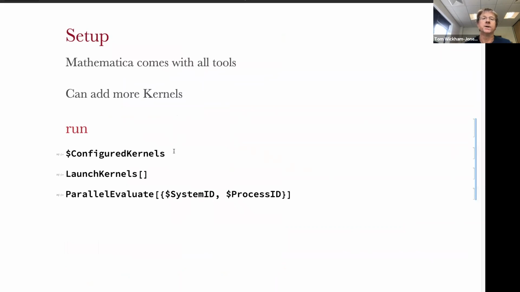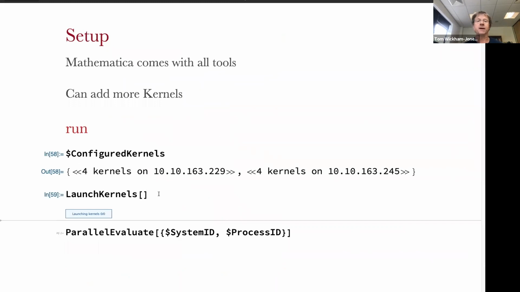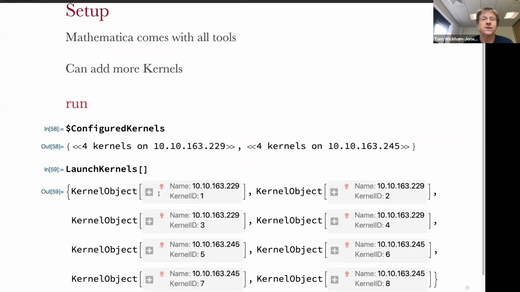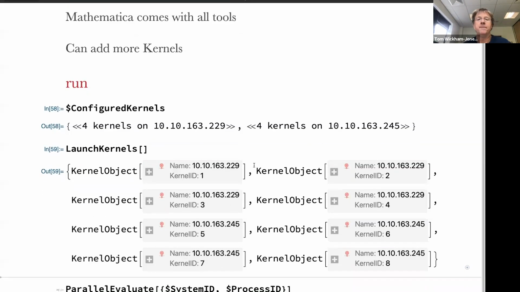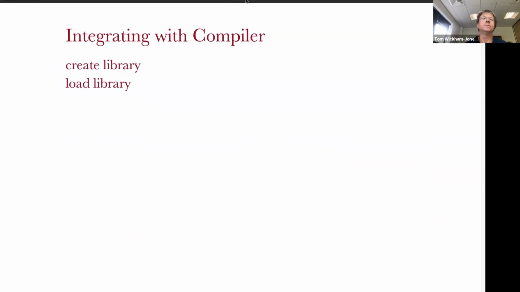Mathematica actually comes with a system where you can set things up. I set things up to launch the kernels with SSH, and once I got the SSH connection working, that's all working. It's actually quite robust. So I have 4 kernels on a Windows machine and 4 kernels on a Linux machine. And I do parallel evaluate, which sends the same command to everything and reaps the result.